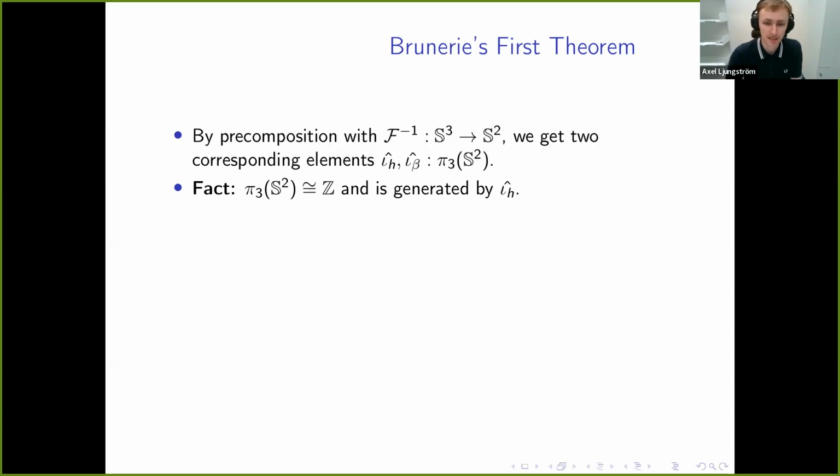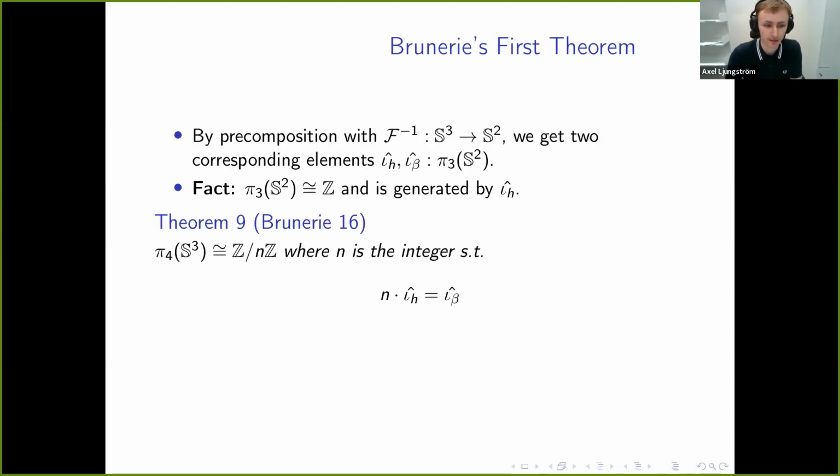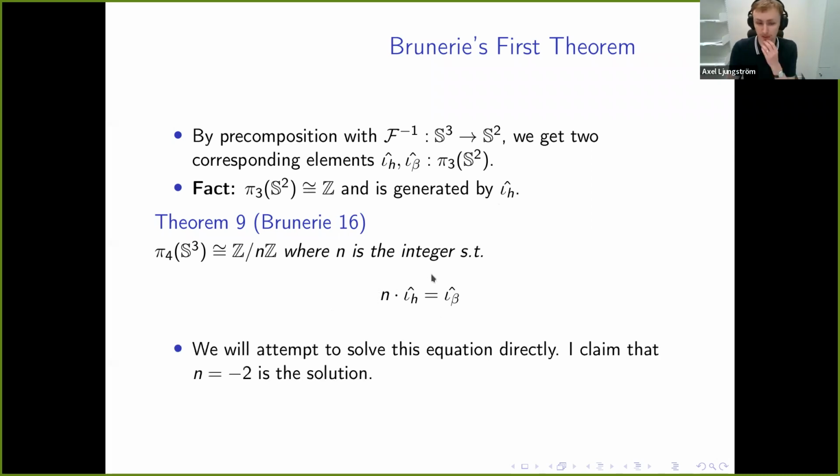So the Hopf map generates this group, and what Brunerie showed was that pi 4 of S3, a different homotopy group, is isomorphic to Z mod n, where n is the integer such that n times the Hopf map is equal to the Brunerie map. And this is what we're trying to show now. We're going to show that this is equal to -2, actually. So I claim that setting n equals -2 solves this equation with the way that I constructed the Hopf map and the Brunerie map.